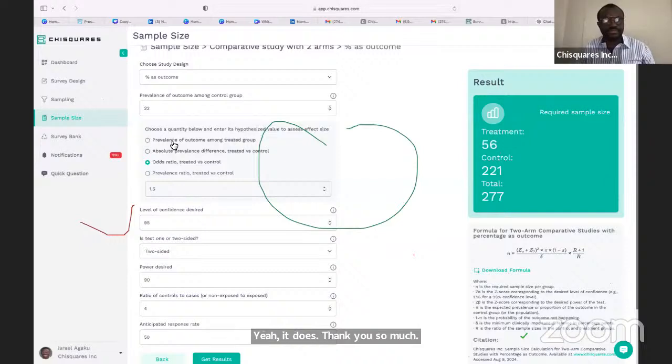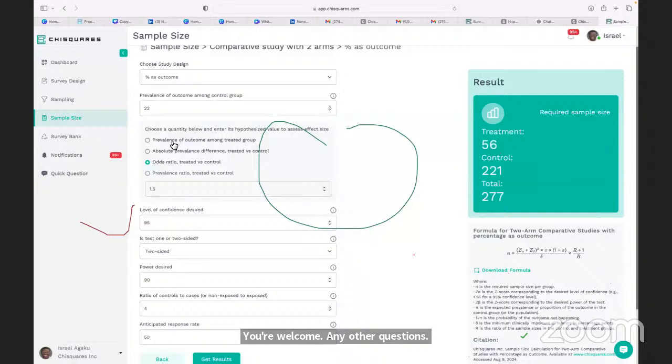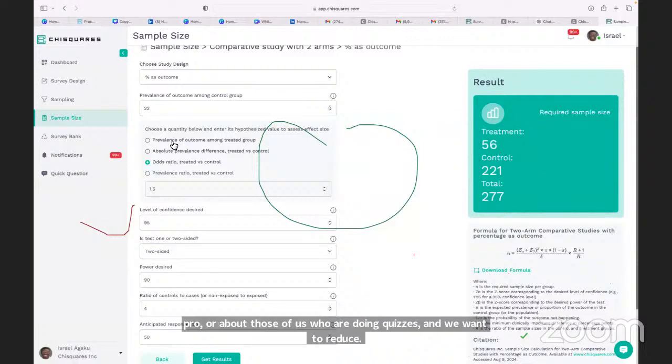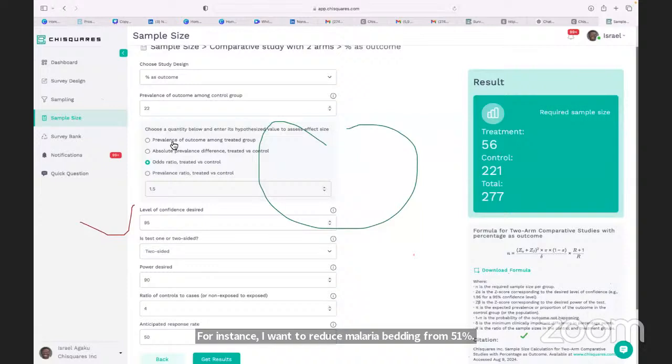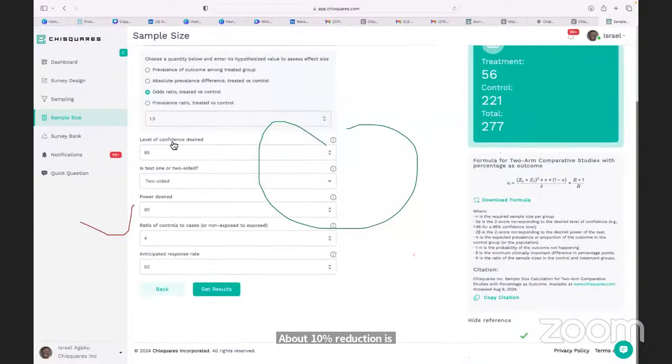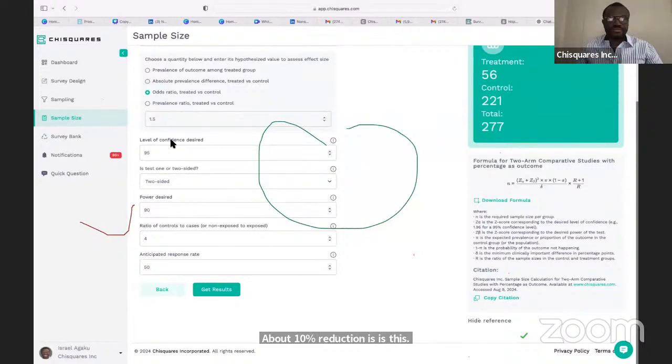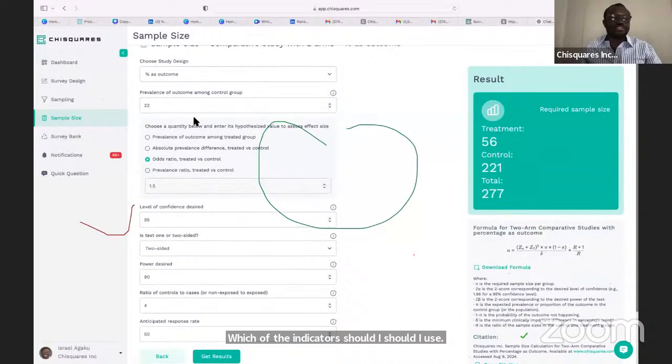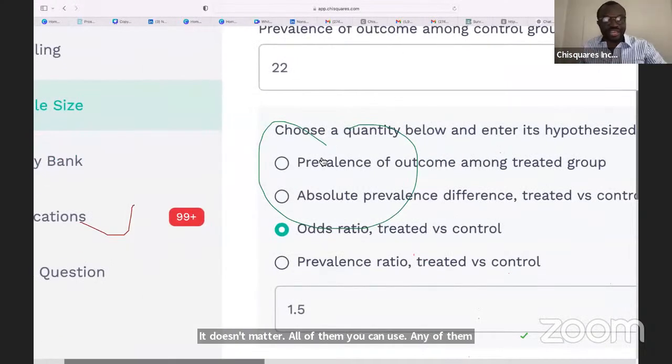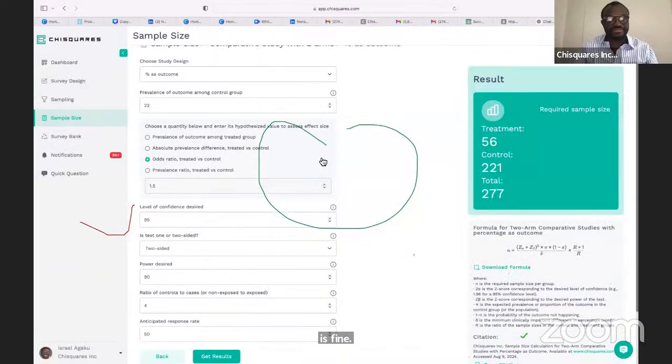Yeah, Prof. What about those of us who are doing quasi-experimental studies, where we want to reduce, for instance, malaria burden from 51%, about a 10% reduction? Which of the indicators should I use? Should I use the prevalence of outcome? It doesn't matter. All of them, you can use any of them, it's fine. Any one of those, all roads lead to Rome, remember?